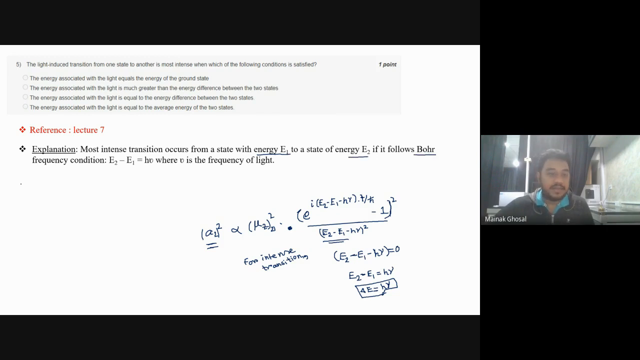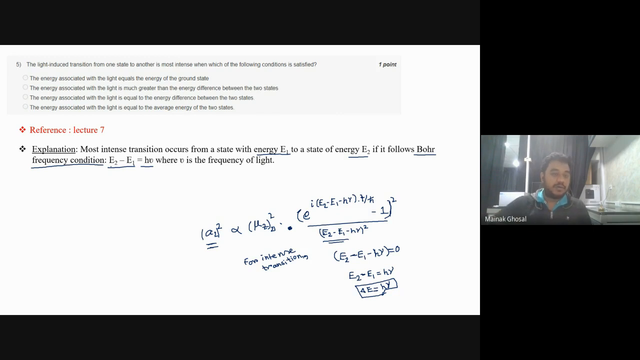That is why I mentioned in the beginning that the Bohr frequency condition is the energy difference between two states. It is very important from the spectroscopy point of view that the energy difference between the two states E2 and E1 should be equal to h nu, that is the energy of the light. Nu is the frequency. When it is multiplied by Planck's constant, it will give you energy.